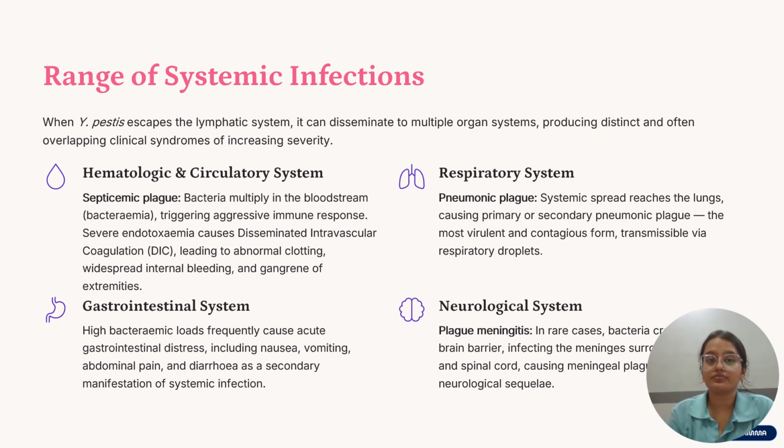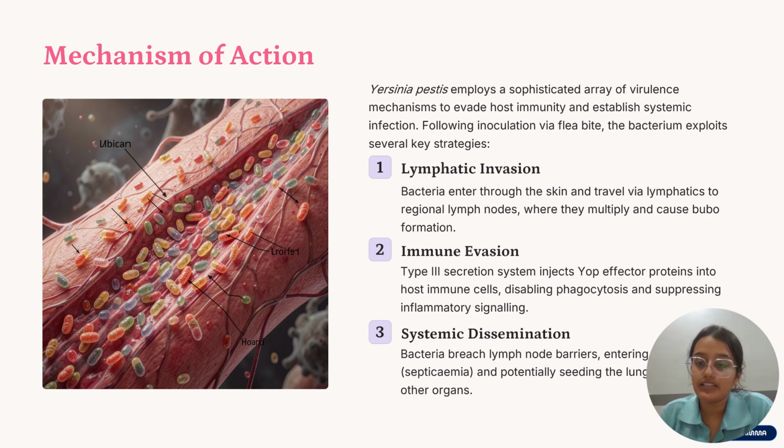Now, the mechanism of action. Yersinia pestis employs sophisticated virulence mechanisms to evade host immunity and establish systemic infection. It is inoculated by the flea bite first of all, and the bacterium exploits several systems. Lymphatic invasion: bacteria enter through the skin and travel via the lymphatics to the regional lymph nodes, where they multiply and cause the bubo, the enlarged lymph node, which is very swollen and very painful.